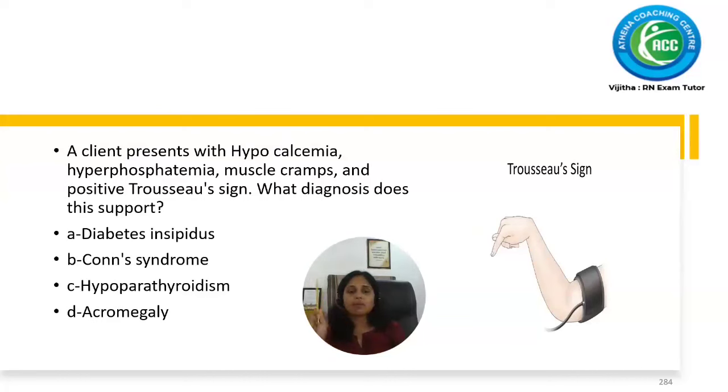Tell me, what is diabetes insipidus? Antidiuretic hormone secretion production. So diabetes insipidus is a condition where ADH is less. And what is Conn's disease? Primary aldosteronism.